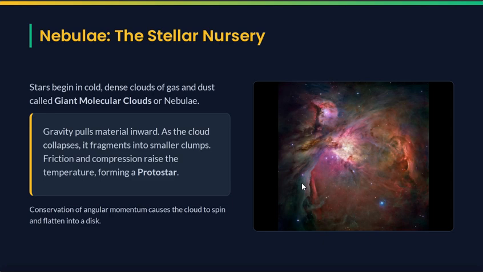So stars begin in a cold, dense cloud of gas and dust called the giant molecular cloud, or nebula, and then gravity pulls material inwards. As the cloud collapses, it fragments into smaller clumps, and then friction and compression raise the temperature, forming a protostar. And then the conservation of angular momentum causes the cloud to spin and flatten into a disk.